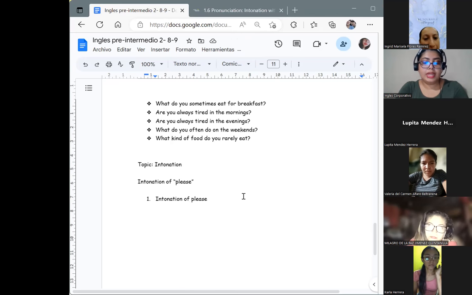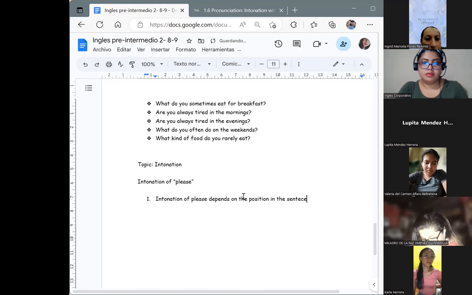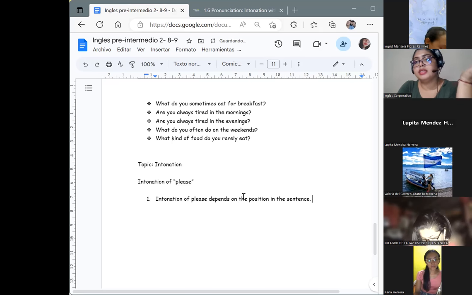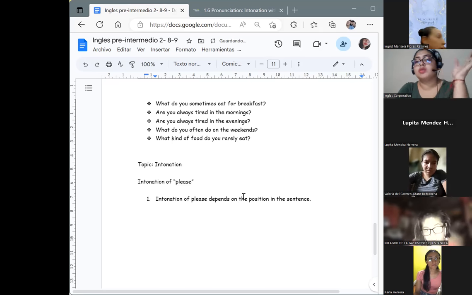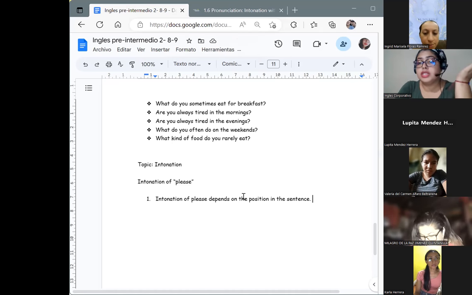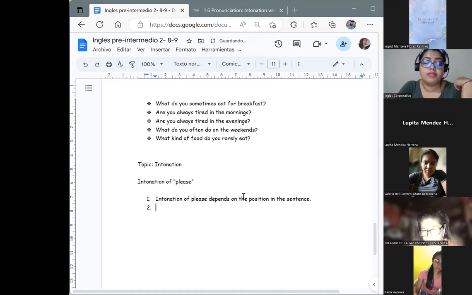Intonation of please depends on the position in the sentence. So in this case, when we are using the word please, we need to focus on the position in which you are applying this word. So in that case, you are going to change a little bit the intonation of the word. Number two, at the beginning of the sentence, it is stress.